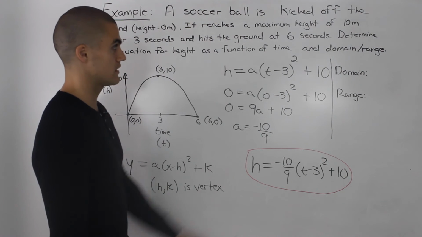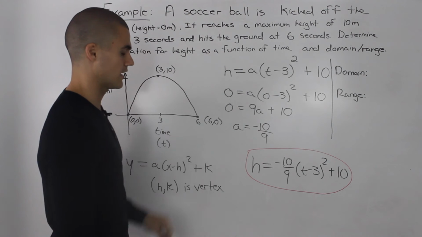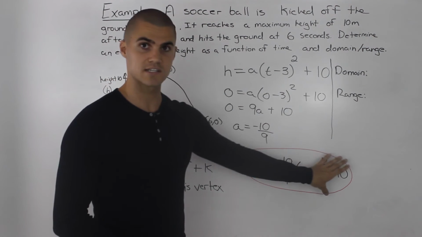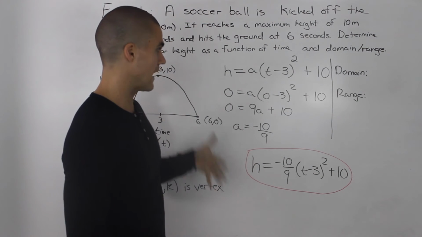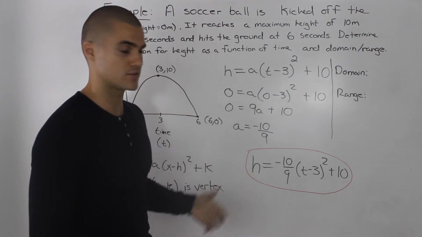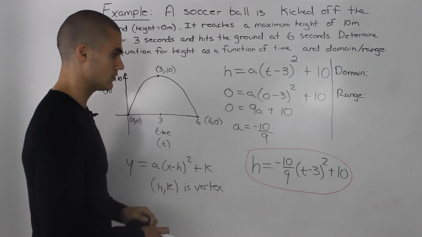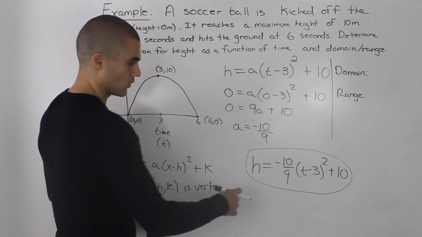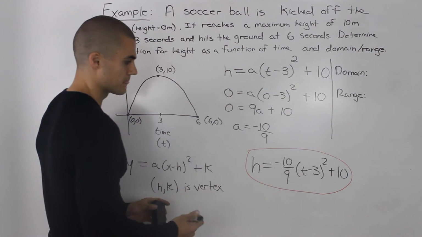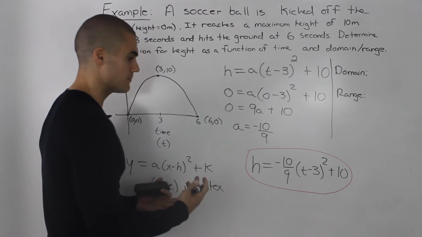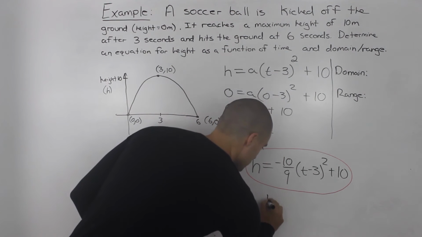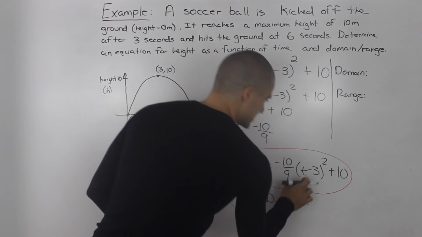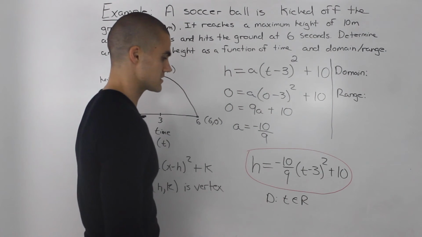And now we have to find the domain and range for this scenario. Now, if we were given just this equation without this scenario and we were asked to find the domain and range, then it would be a little bit more simple because we know that this is a parabola that opens down with a vertex at (3, 10). And we know that for a parabola, the independent variable could take any value, so the domain would be t can be anything. Remember, t is the independent variable in this case.